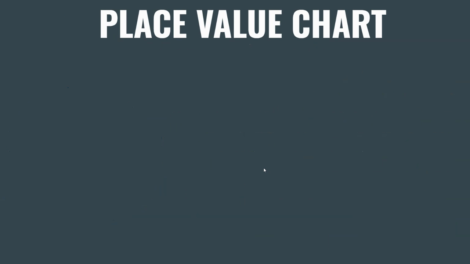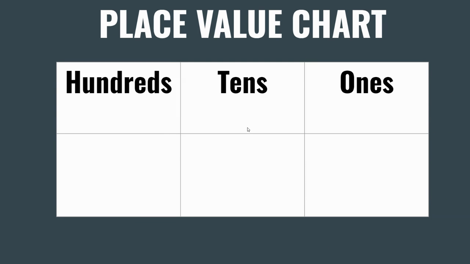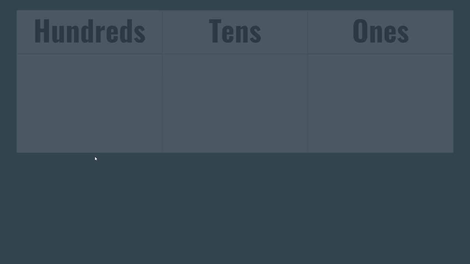Now, in place value, you will use what we call a place value chart, and it looks like this. There are three columns since we're going to discuss only three-digit numbers: hundreds, tens, and ones. Always remember that the very last digit in the number will serve as ones, the second one is tens, and the third one is hundreds, and so on and so forth.